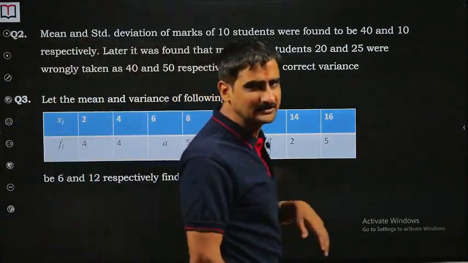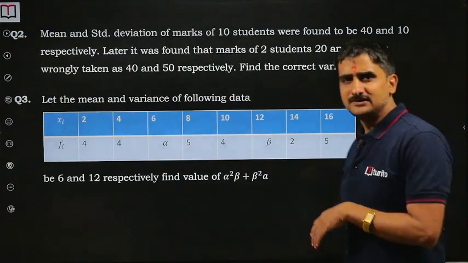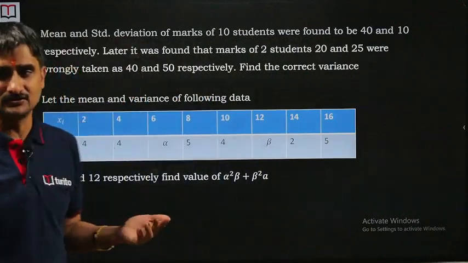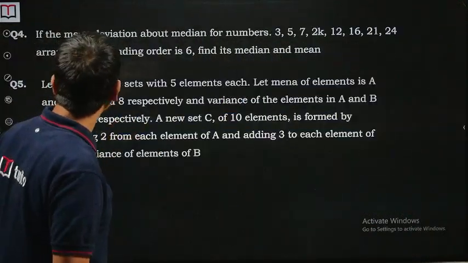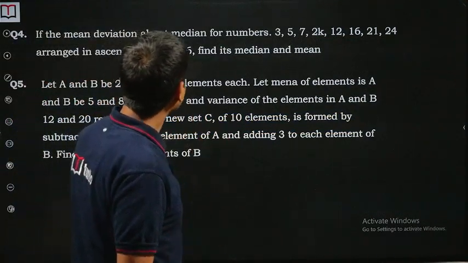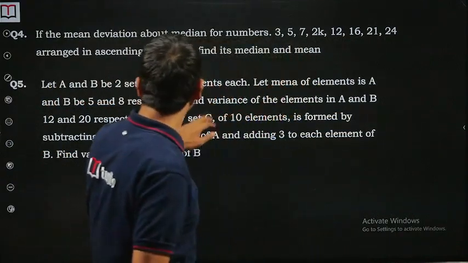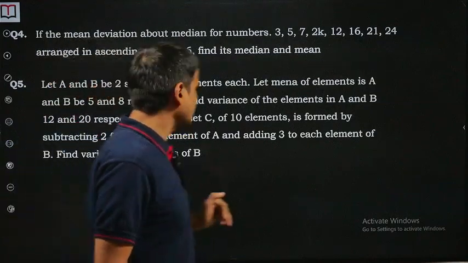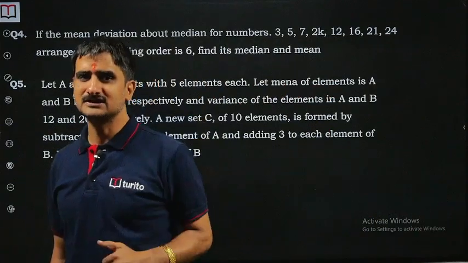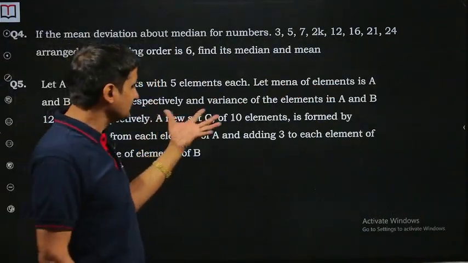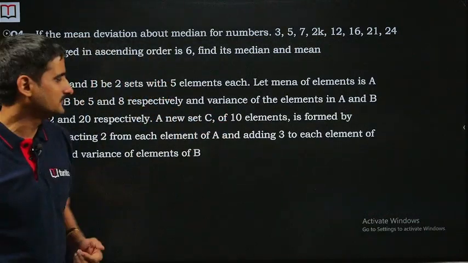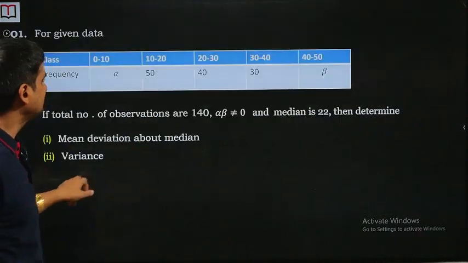I just gave these questions in a PPT to start with, so that if you wish you can try them on your own before watching this video. The next question: the numbers are arranged in ascending order, find the median and mean and the mean deviation about the median. Now question number 5: let A and B be two different sets, each having 5 elements, and their mean and variance are given for each set. Then there is a set C which we get as a collection of both sets A and B, and we have to find the variance and mean of the set C.